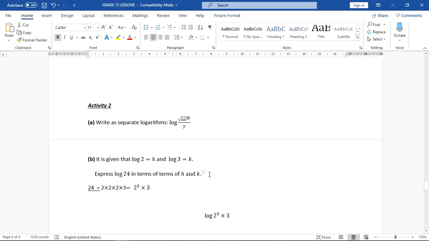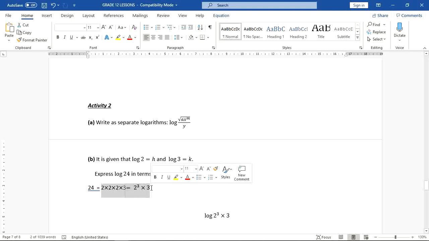So what do you know? You know that 24 can be written as 2 times 2 times 2 times 3, which is 2 exponent 3 times 3. How do you get this? You can use your scientific calculator to write a number as the product of its prime factors. Then instead of having a 24 here, we are going to substitute 24 by 2 exponent 3 times 3.